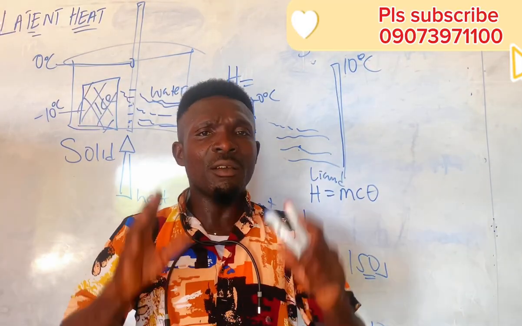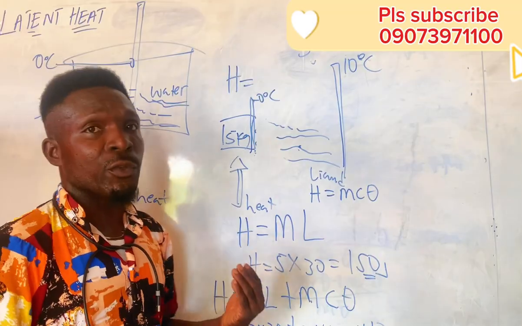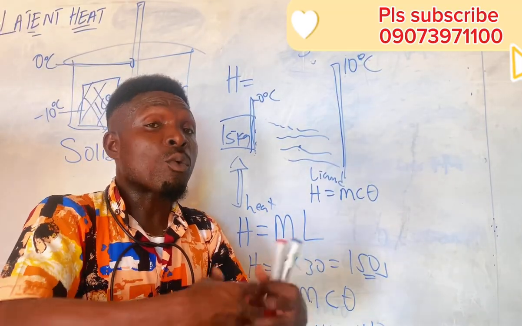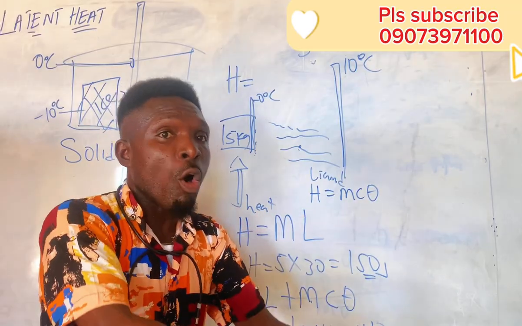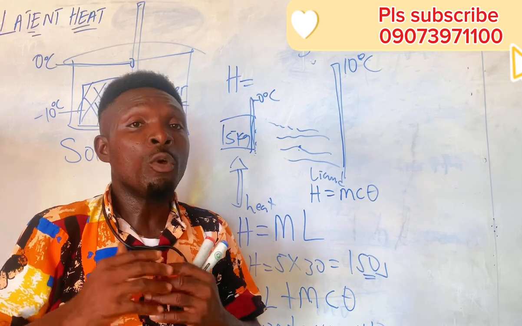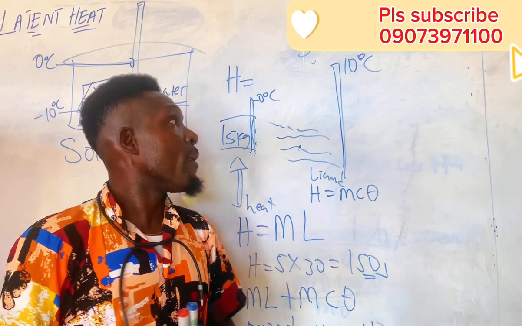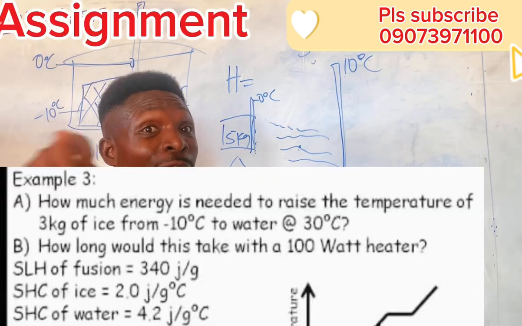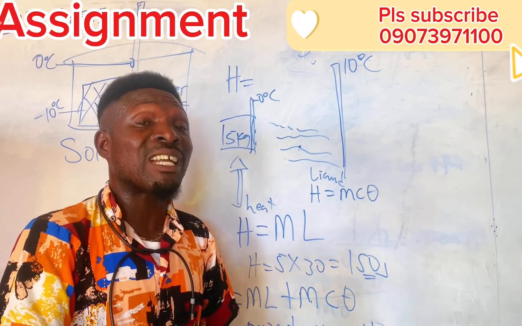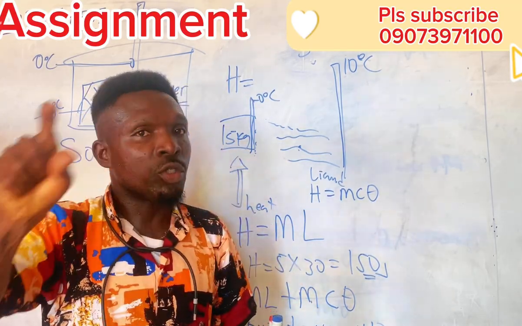In a nutshell, remember, latent heat is the quantity of heat supplied or removed from a substance to change it from one state to another without any change in temperature. And then latent heat of fusion is the quantity of heat supplied to a substance that will cause it to change from solid state to liquid state.